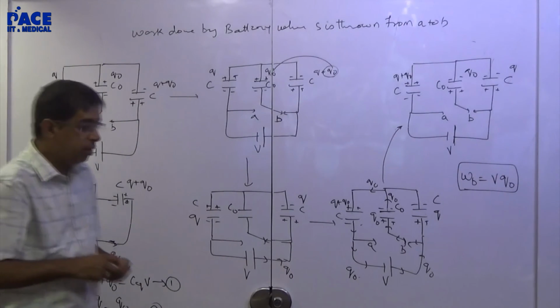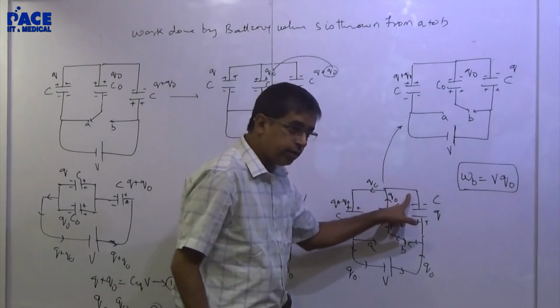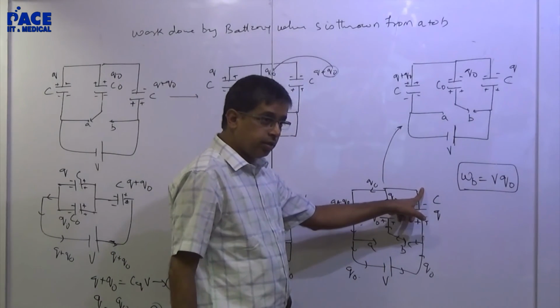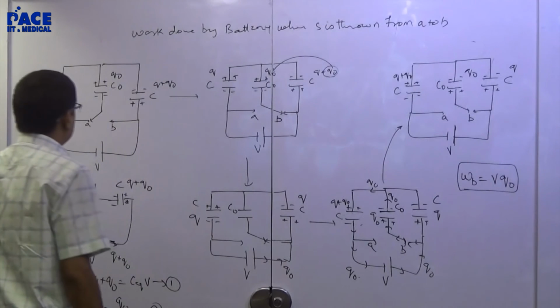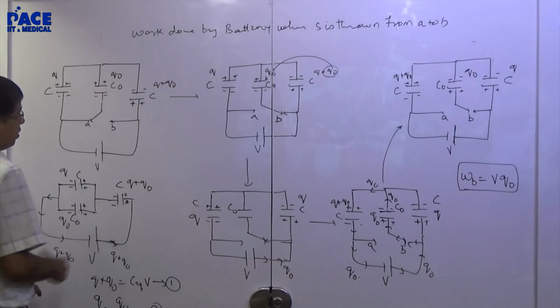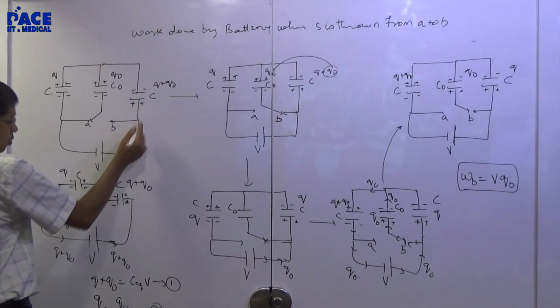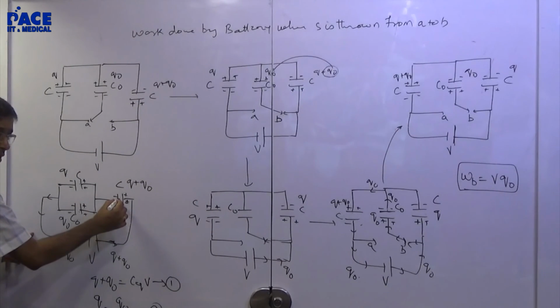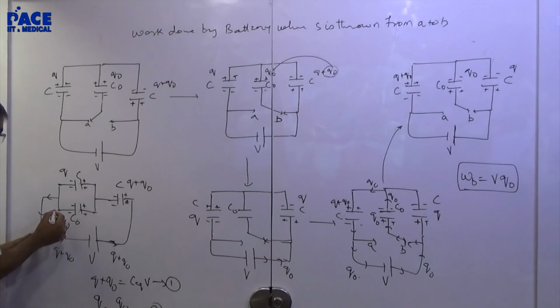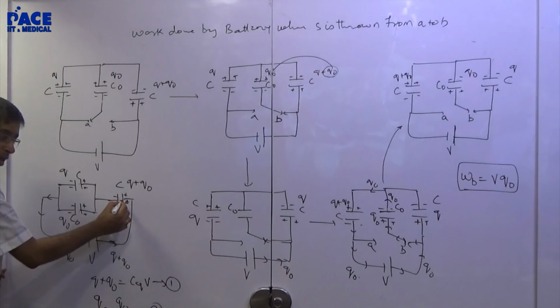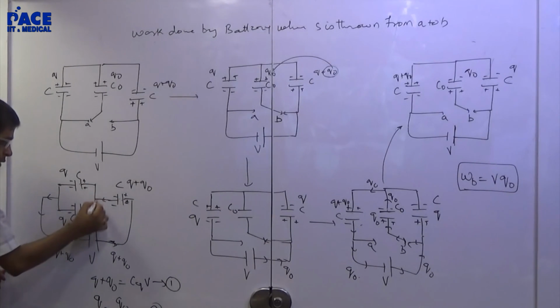Sir, you said that Q naught charge will not flow to the right because this is at higher potential. Yes, but in the first case, it has Q plus Q naught charges. Right. So when charge came here, Q plus Q naught, have a look at it. Q plus Q naught came here. Then there was no charge on it when you're charging it. So Q plus Q naught came here. This will be Q plus Q naught. Q will go here, Q naught goes here. They add up and comes here.